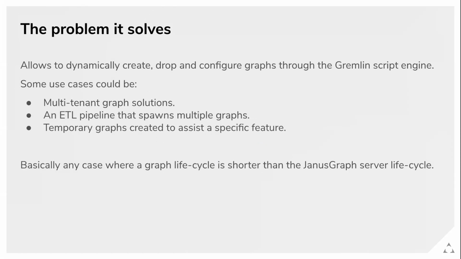So the problem it solves. The core feature that the configured graph factory allows is to manage multiple graphs on runtime. So in a standard JanusGraph deployment, you set up the graphs on the config file before starting the cluster, and then that's it. You can't just go and change that. So the configured graph factory allows you to dynamically create, drop, and configure multiple graphs using the Gremlin script.